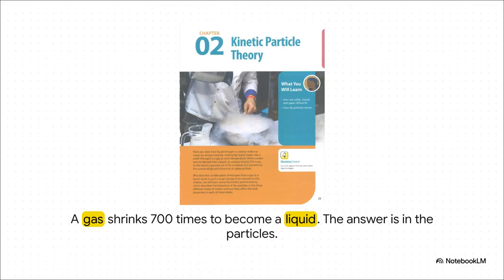So check this out. This picture right here, that's liquid nitrogen. Now, normally, nitrogen is just an invisible gas all around us. But when you cool it way, way down, it becomes this liquid, and get this, it shrinks to take up 700 times less space. I mean, how is that even possible? How can something just shrink like that? Well, the answer is in a world that's way, way smaller than you think.